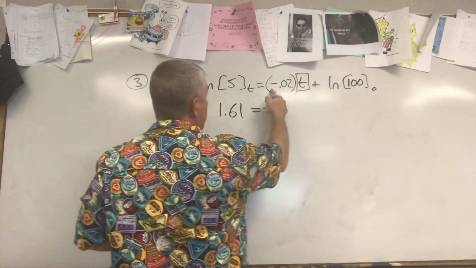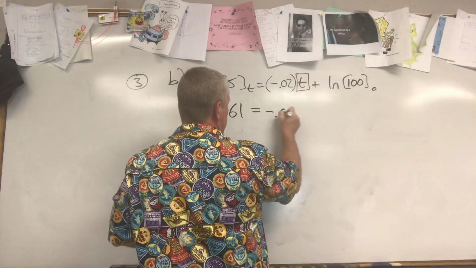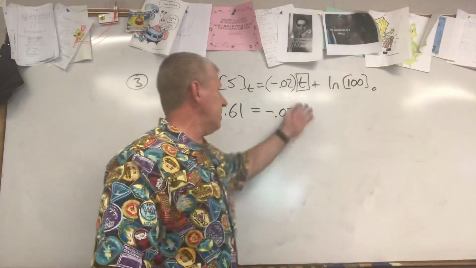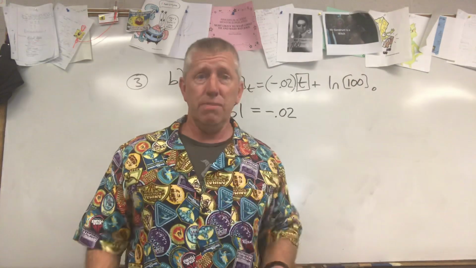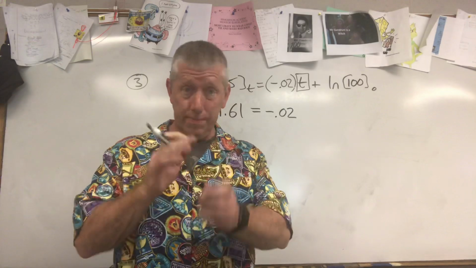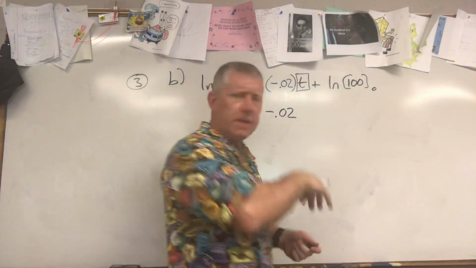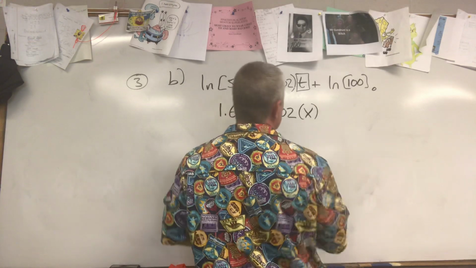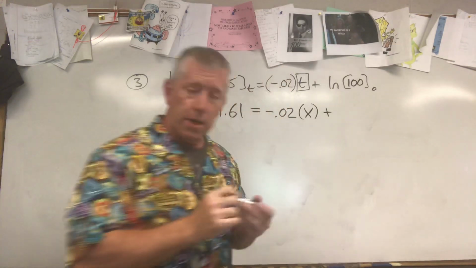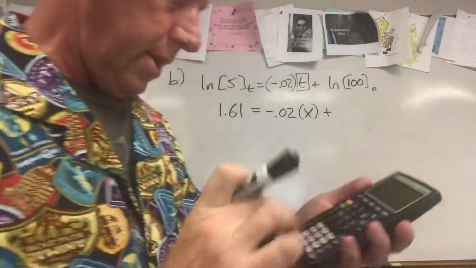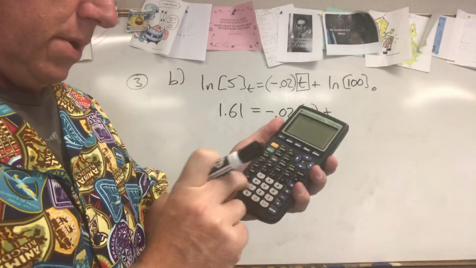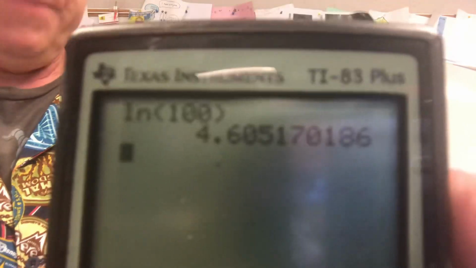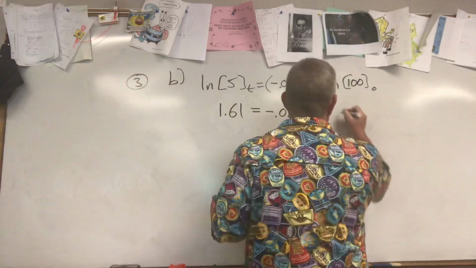1.61 equals negative 0.02, don't forget that negative, times t. Sometimes students don't like using a variable like t. They'll want to put an x in there because they're used to algebra, the unknown being an x. That's fine. I'll put an x in there for you. So this is what we're trying to find, x, and then plus the natural log of 100. So I've got to get the natural log of 100. Natural log 100, enter, 4.61. All right, we'll round that to 4.61.